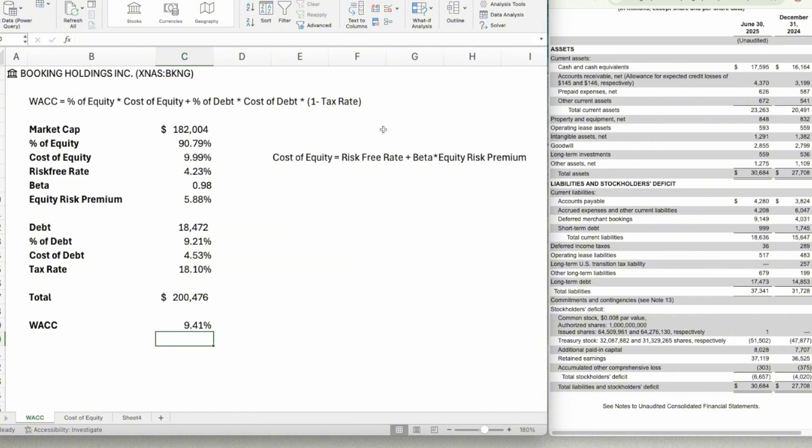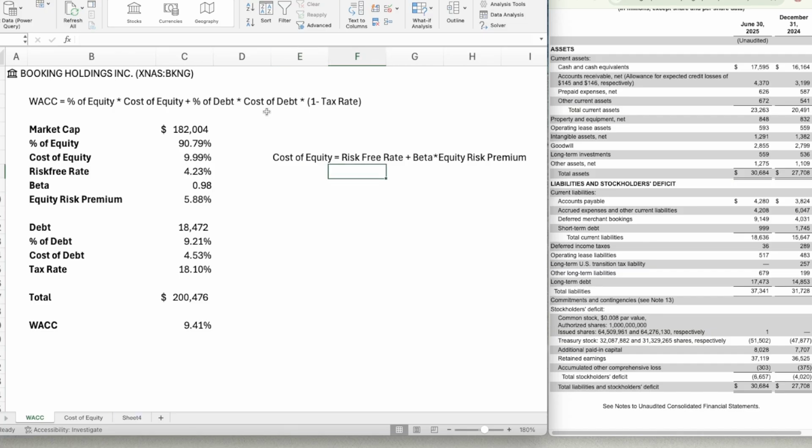As we went over in the last video with Chipotle, the WACC is the percentage of equity multiplied by the cost of equity plus the percentage of debt multiplied by the cost of debt multiplied by 1 minus the tax rate. We can calculate all of these figures using these individual components. We're going to have a separate sheet for the cost of equity because that's a bit more complex, and we'll go through it when we come to it.